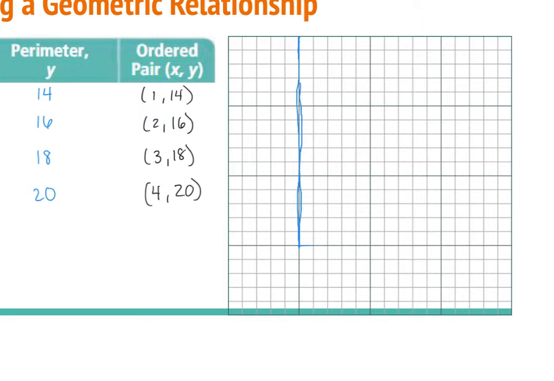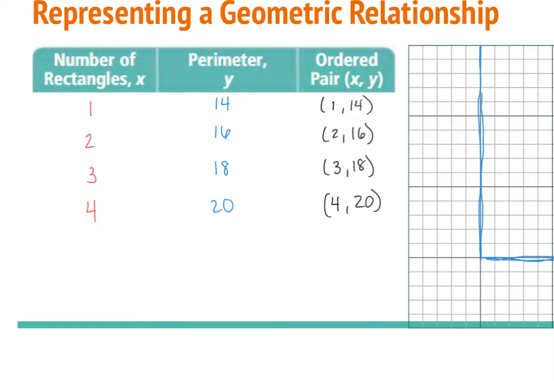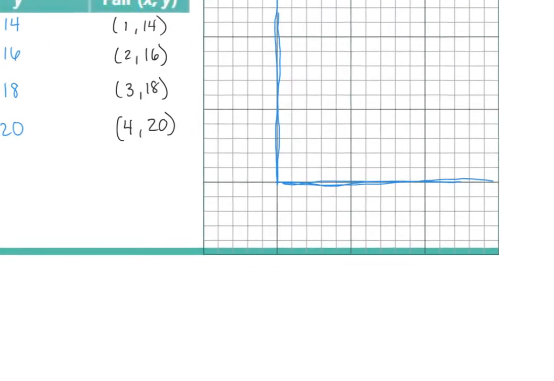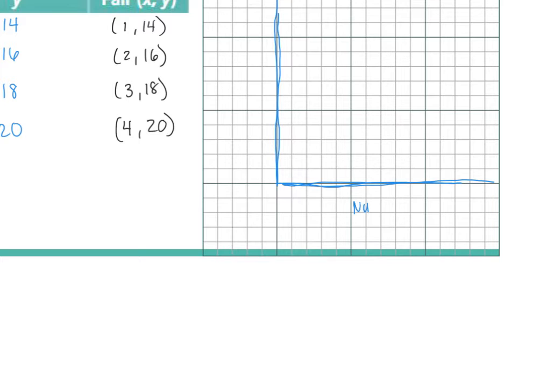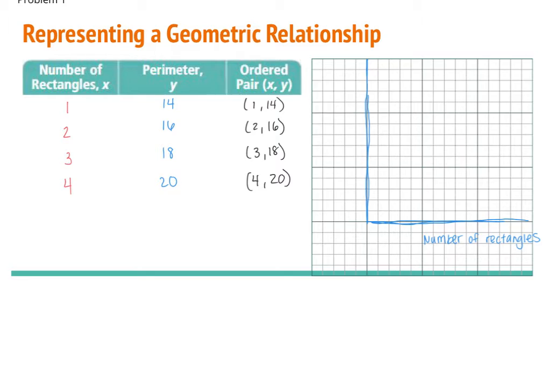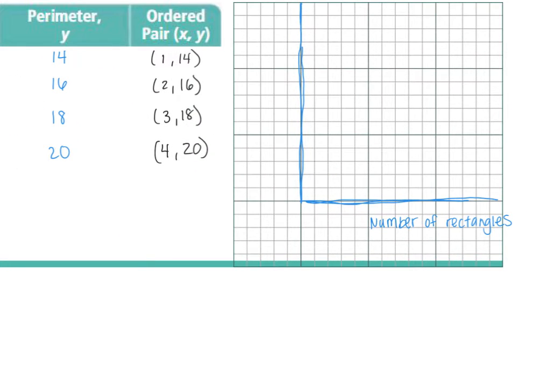And let's draw an x-axis. That's the horizontal one. All right, let's label our axes. So our x-axis is going to be our independent variable, and that's going to be the number of rectangles. So let's go ahead and label it. Number of rectangles. Our y-axis is going to be the perimeter. So let's label that the perimeter.